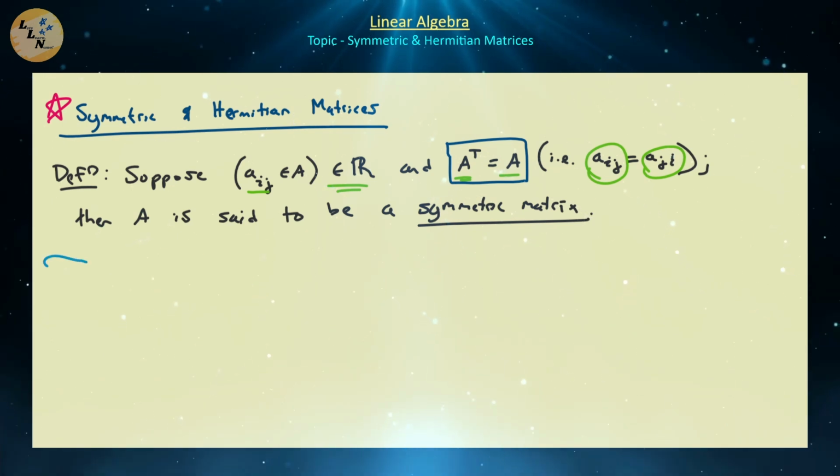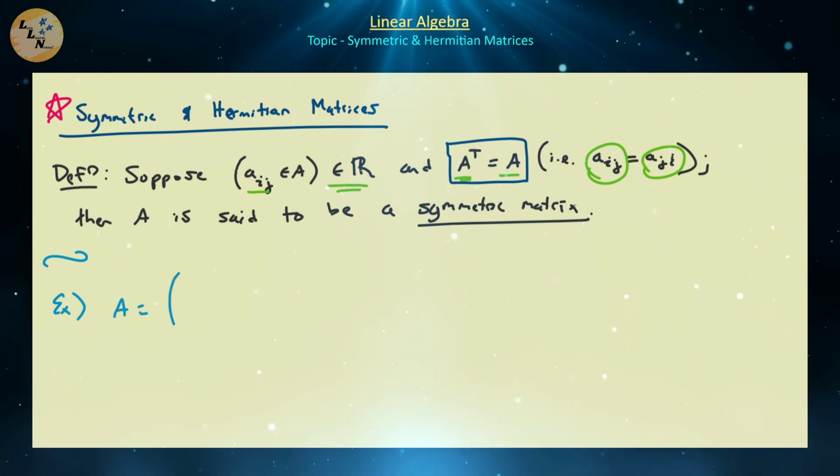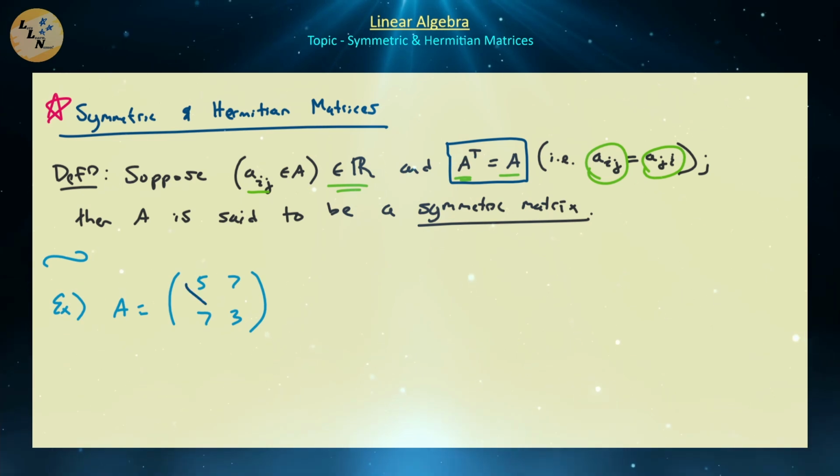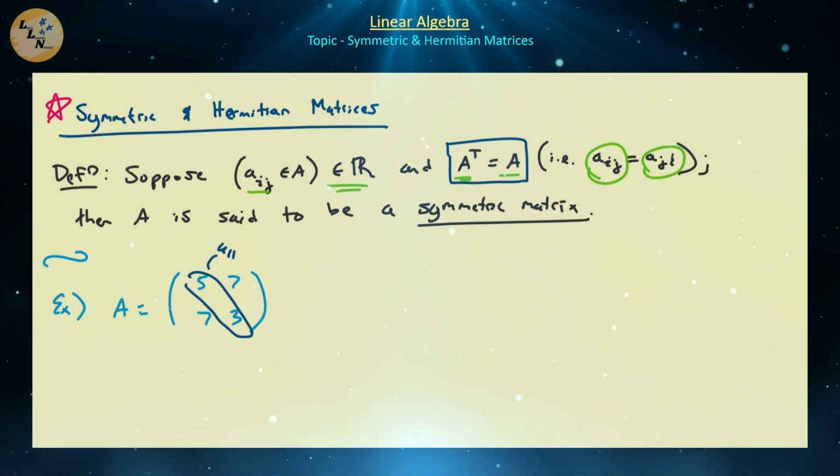Let's look at a very quick example, in particular a 2 by 2 matrix A, given by 5, 7, 7, and 3. If we look at the diagonal entries, that's going to be A11 and A22. A11 is equal to A11 and A22 is equal to A22 by default, so the diagonal entries should be equal when you take the transpose of that matrix. They're not going to change, so we don't need to worry about them.